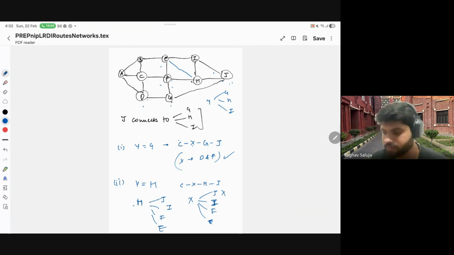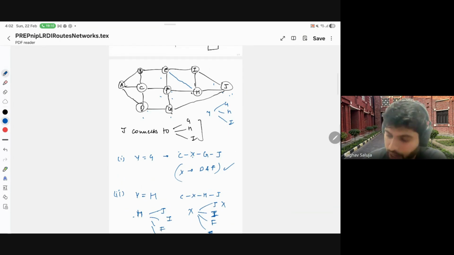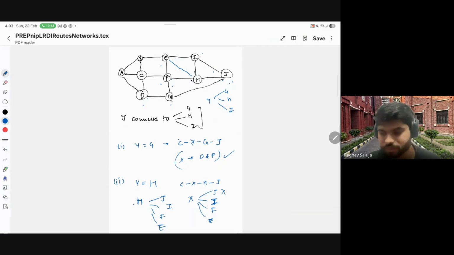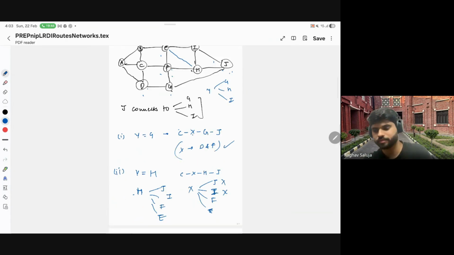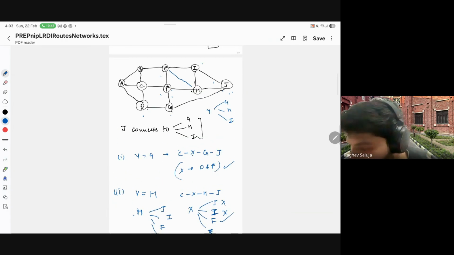Can X be I? Sorry, I is not the end. But is I a neighbor of C? I is not a neighbor of C, right? I is not directly connected to C. There is no direct path. And हमें पता है कि X has to be a neighbor of G as well as C. So can X be I? No. Can X be F? There is a direct path. And F is not the end.